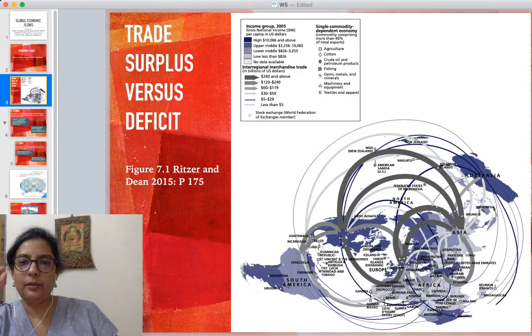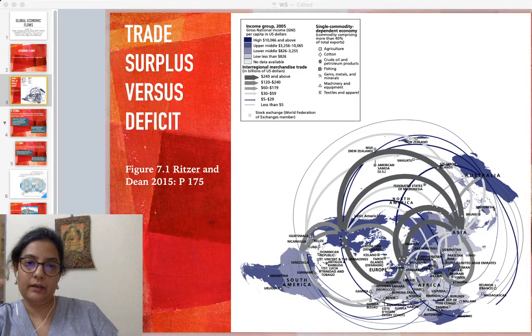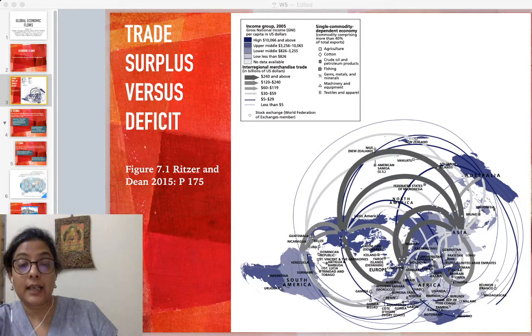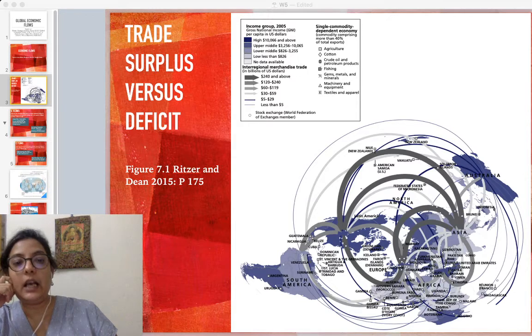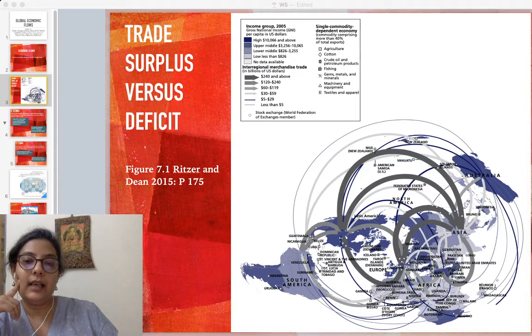I wanted to read out a bit some excerpts from the text here. Ritzer and Dean note that the arrows show the value of trade between major regions of the world. More than half of world trade occurs between high income areas such as Japan, the United States, Western Europe, as well as China. They do note that trade is increasing, however, between these high income countries and the developing countries in Asia, South America, and Africa. They also give us a sense of the different types of commodities that are being traded.